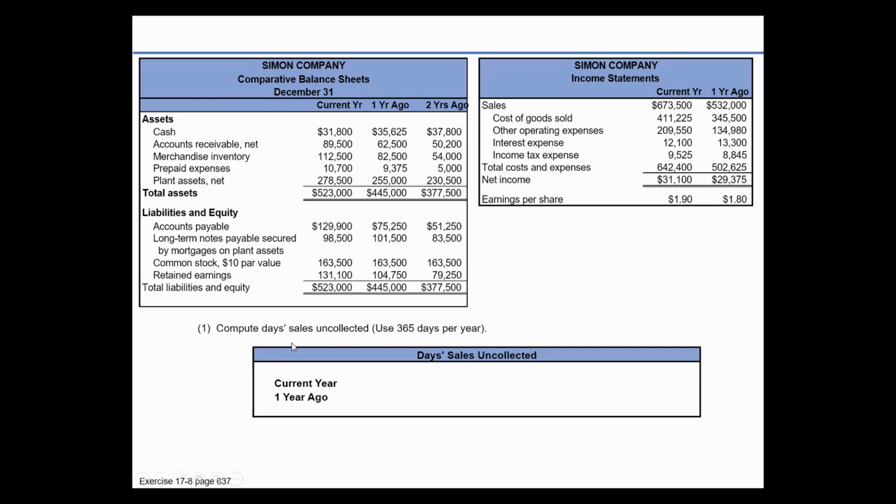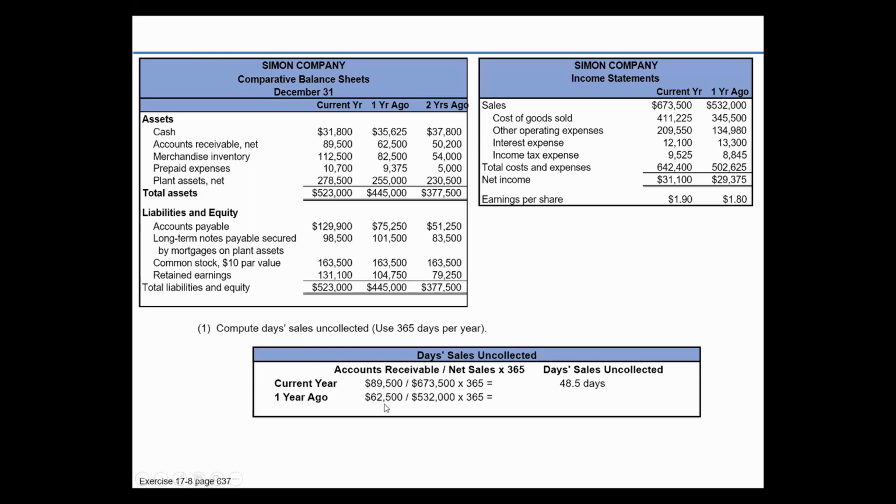So we can compute the days sales uncollected, and for this we'll use 365. To figure that out would be the accounts receivable divided by the net sales multiplied by 365. And so for that, we have the accounts receivable. We could get that from the balance sheet, current is 89,500. And then we look at the net sales, which is from the income statement. Sales for the current year is 673,500. So we would divide this, multiply by 365. We're going to come out with 48.5 days for the current year.